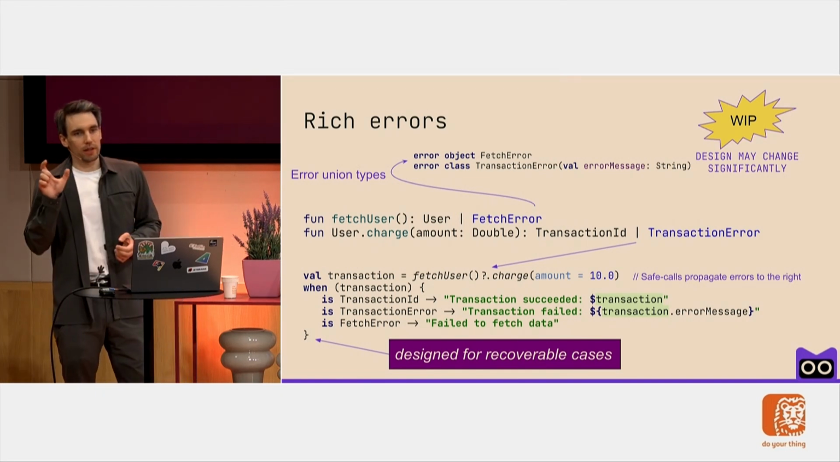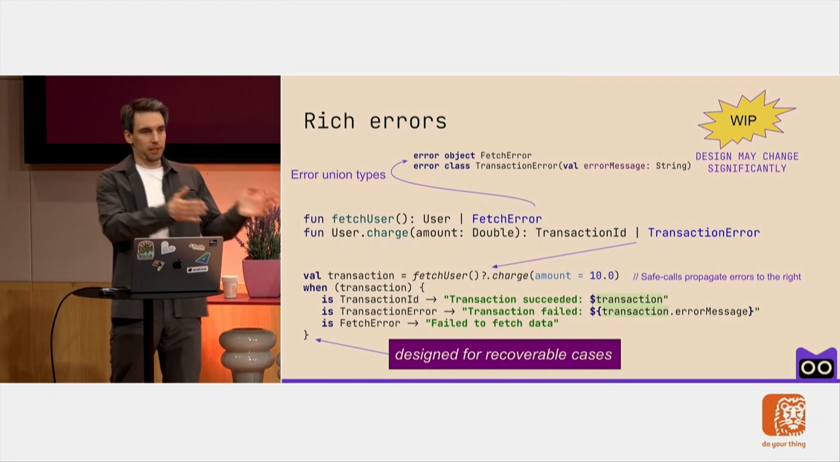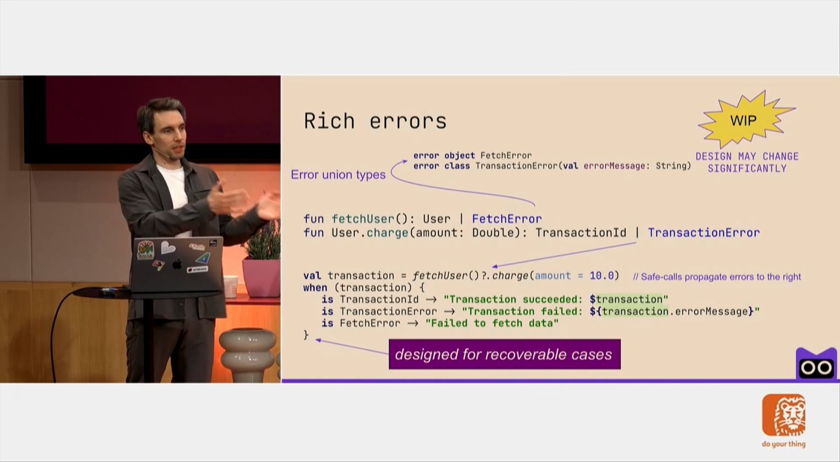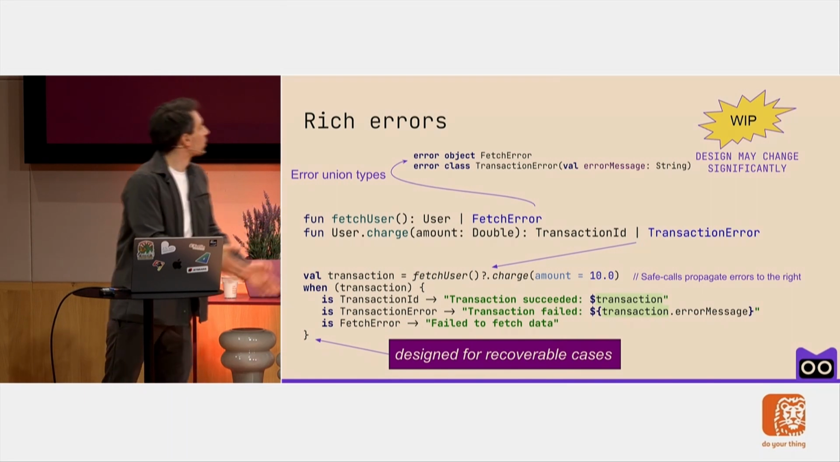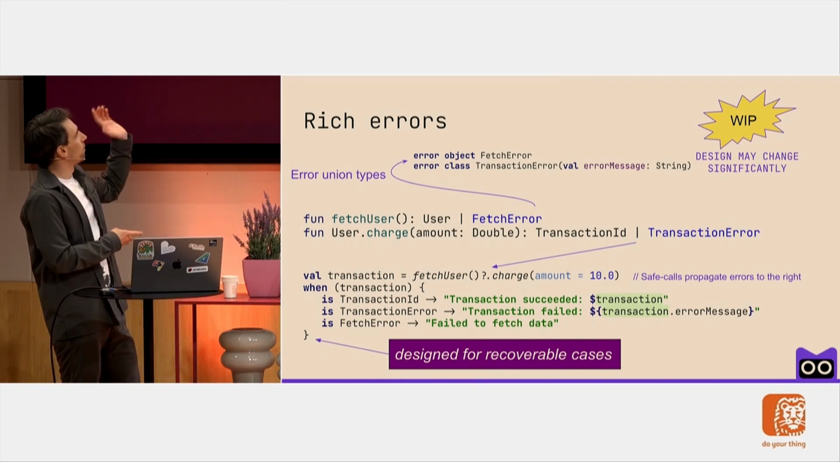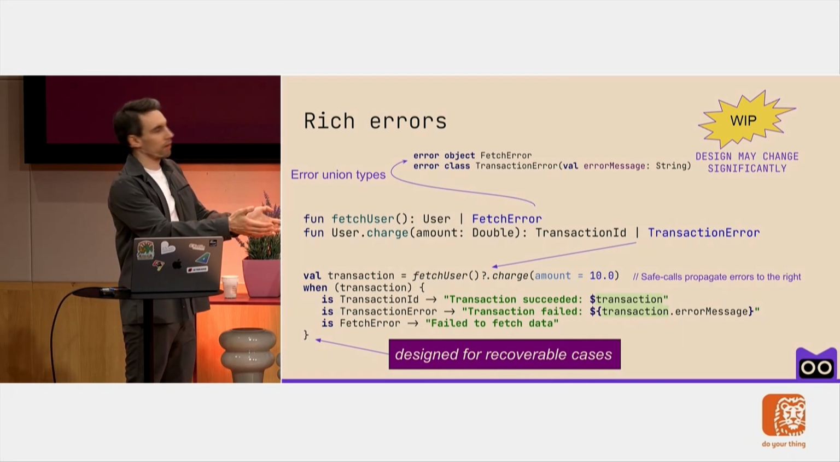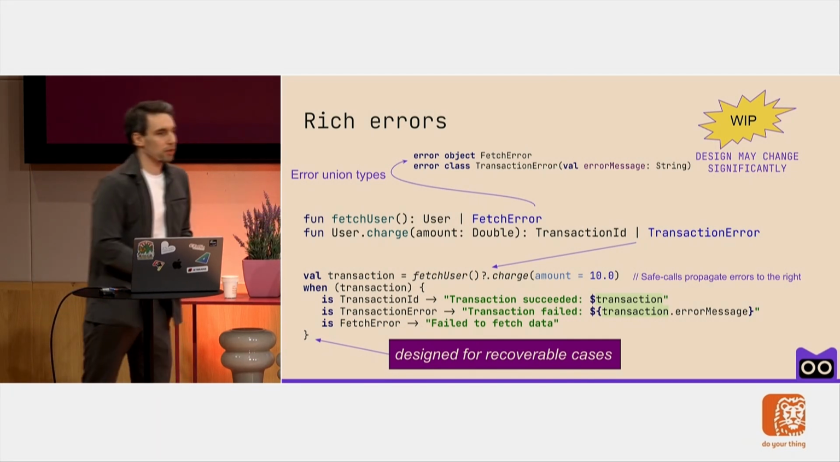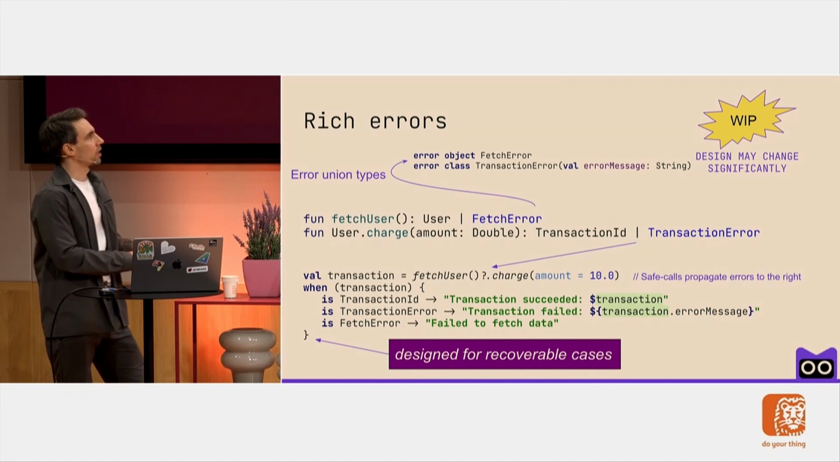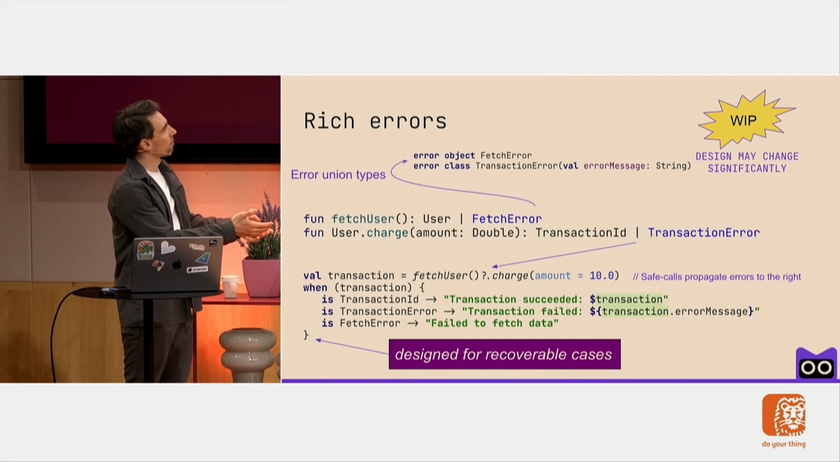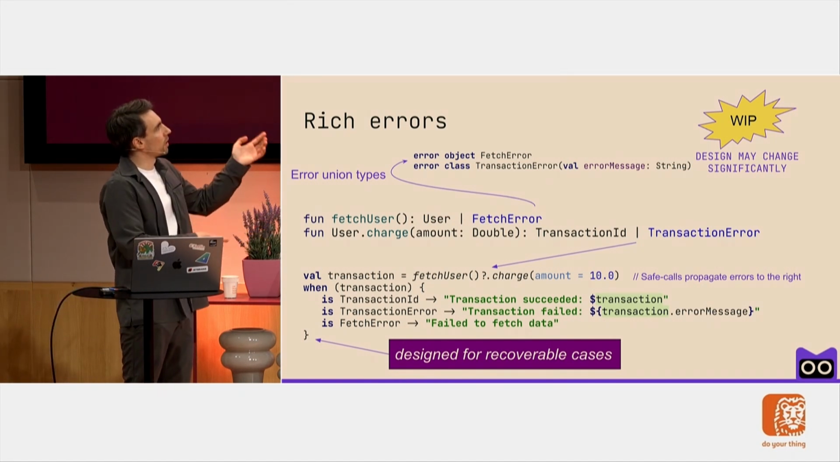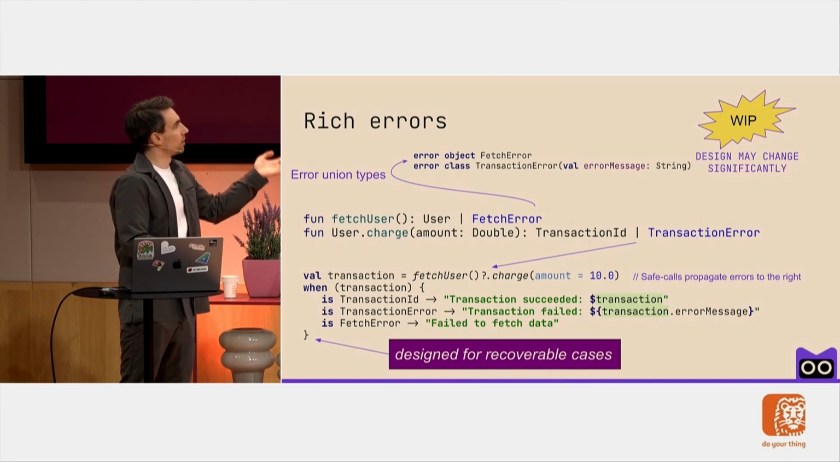to say that now my type can not only be T or null, but also it can be T or some error. So for instance, here my function fetchUser can return a User object or some error, like FetchError. And my function charge can now return TransactionId or TransactionError, that can also keep some metadata inside it.